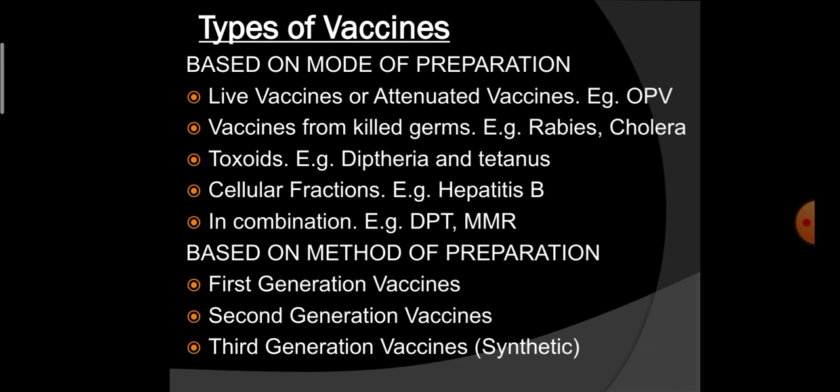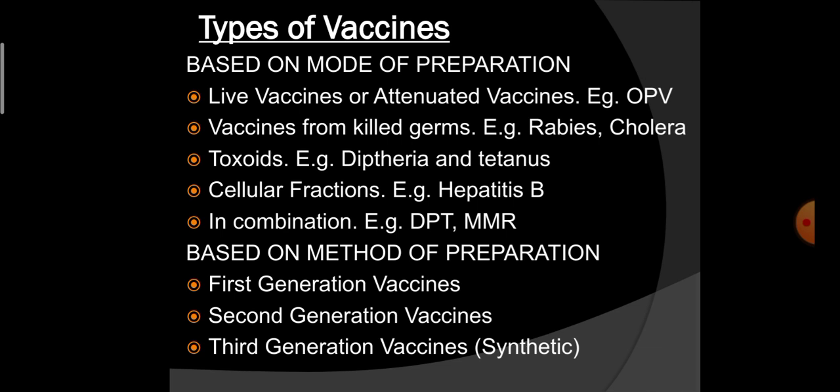DPT for diphtheria, pertussis and tetanus. Now coming to classification based on method of preparation: first generation vaccines, second generation and third generation. First generation is when it is produced by conventional techniques using the whole microorganism. The whole microorganism is extracted either in the live attenuated form, killed, or inactive, and it is inserted.